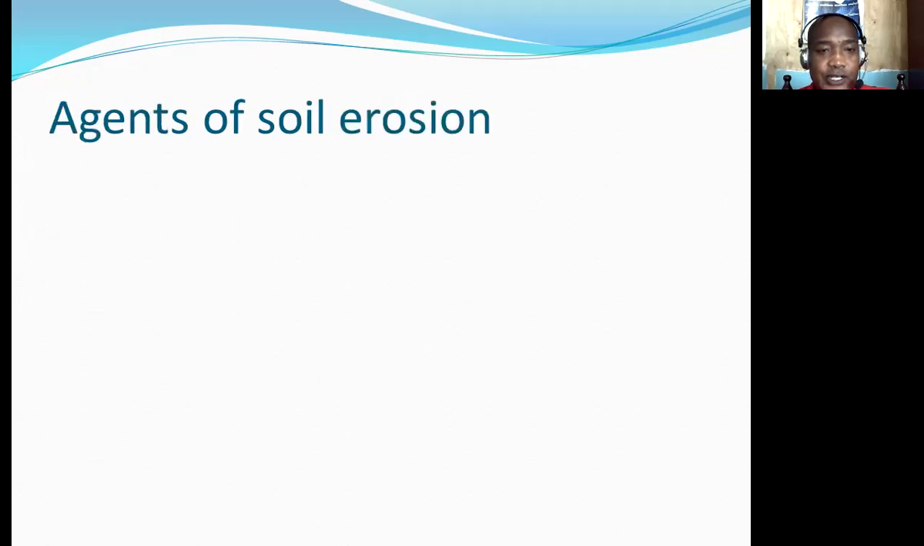Agents of soil erosion. The agents of soil erosion are the things that facilitate the removal of soil from one place to another. Pupils, agents of soil erosion are those things that facilitate the removal of soil from one place to another.